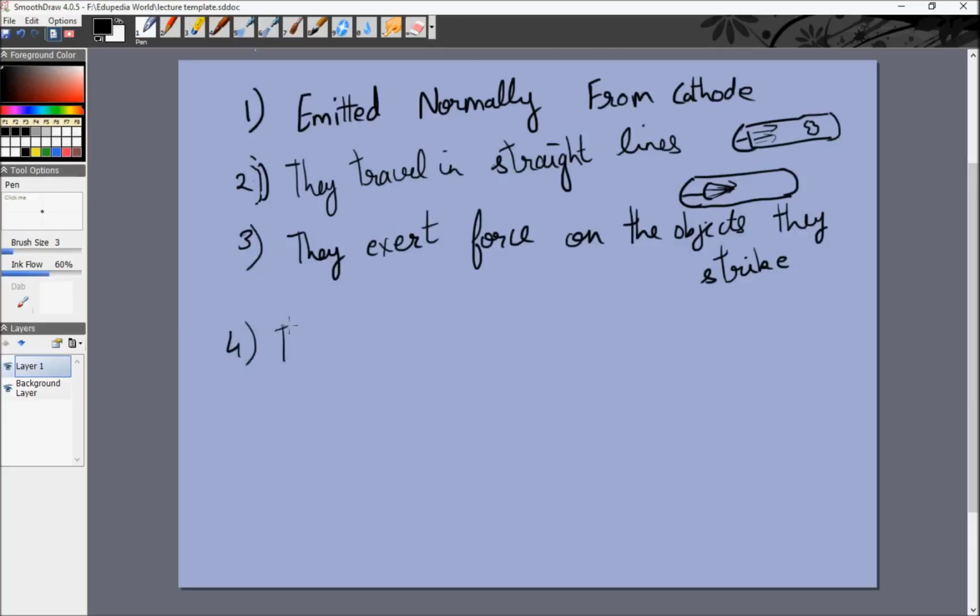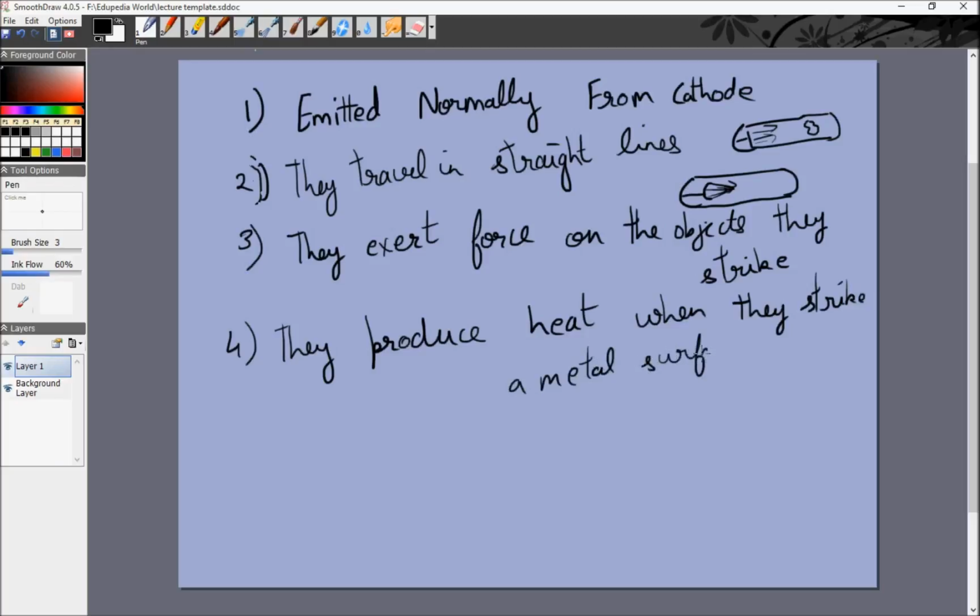Fourth, they produce heat when they strike a metal surface. This is another way of saying cathode rays have their own intrinsic energy. And also, probably most importantly, they are deflected by electric and magnetic fields, or by electromagnetic fields.